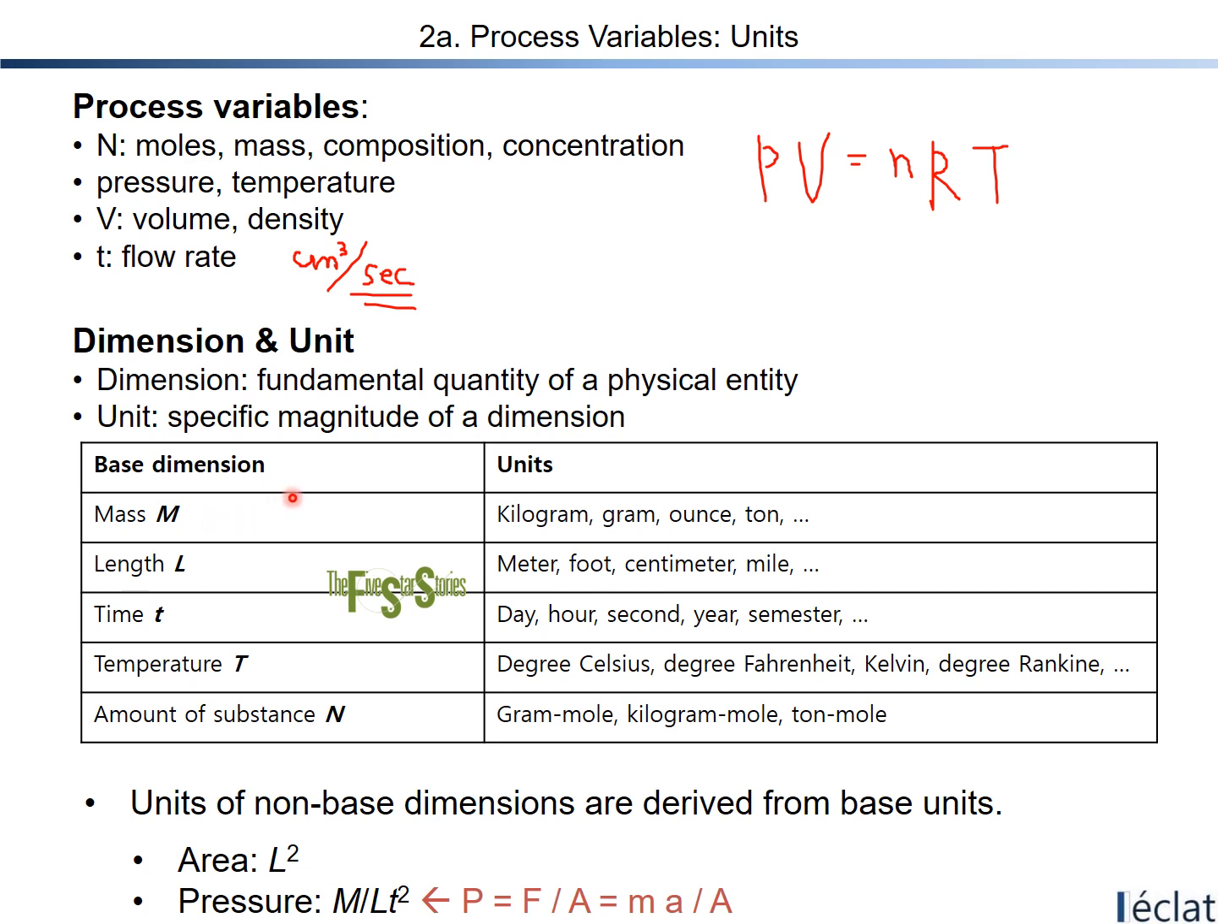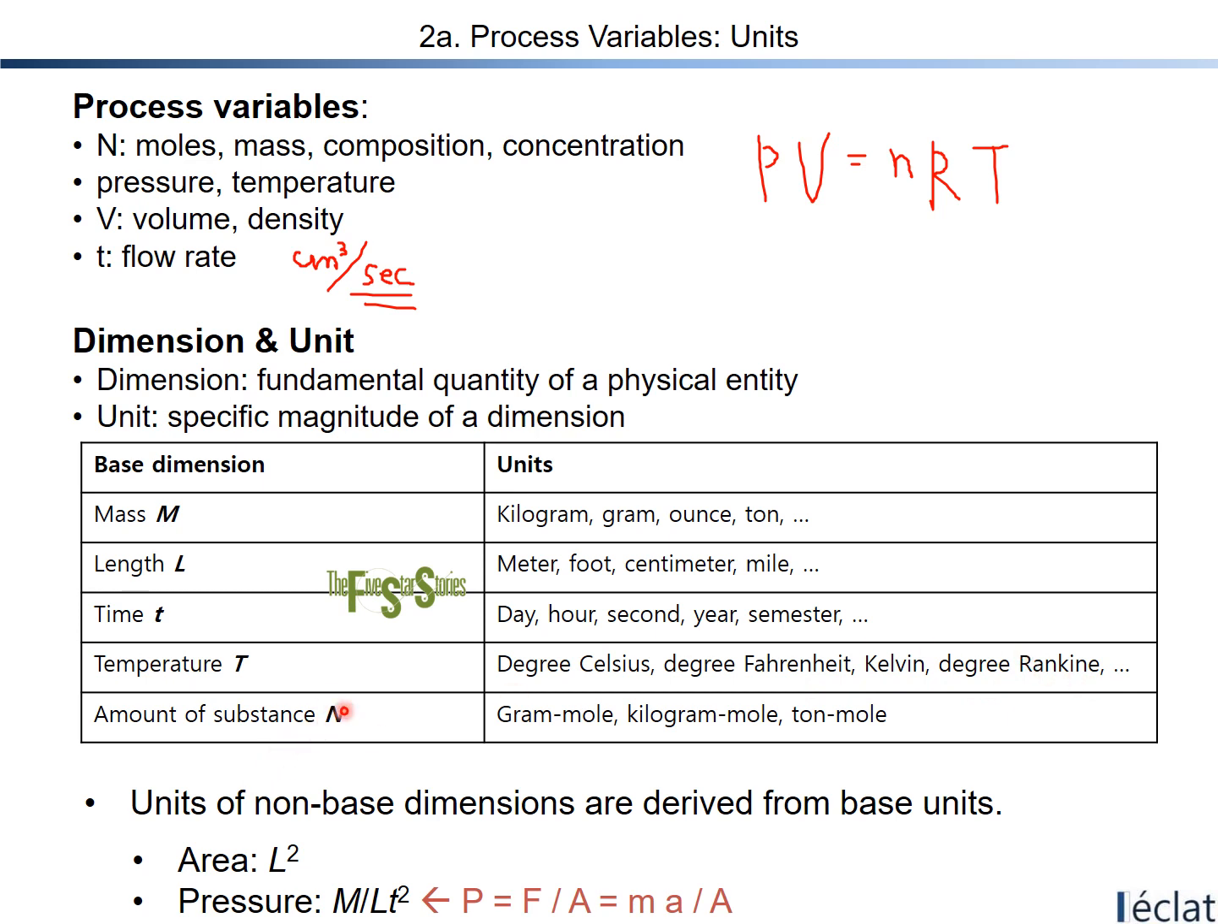including kilogram, gram, ounce, ton as units. So mass is a dimension, and mass could have various units like that. Length, L, is the dimension, having the units of meter, foot, centimeter, mile. Time, small t, day, hour, second. Capital T, which is the temperature, having degrees Celsius, degrees Fahrenheit, and so on.